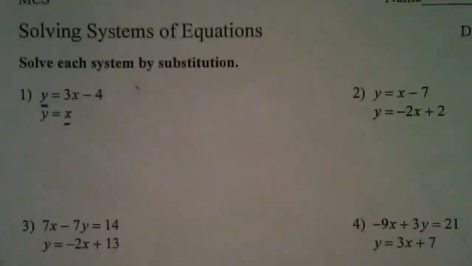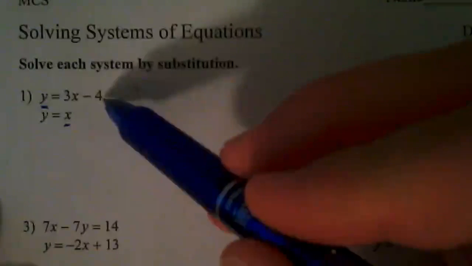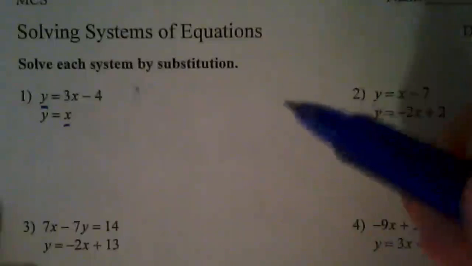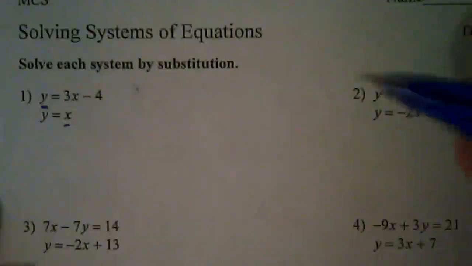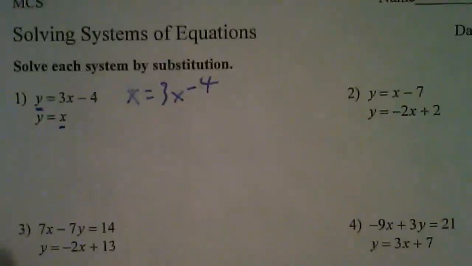So starting off, number one, we have y equals 3x minus 4 and y equals x. We can go ahead and replace the y in the first equation with x because it says x is equal to y. So using substitution property, we're going to substitute x in. So we have x is equal to 3x minus 4. Then we need to solve.